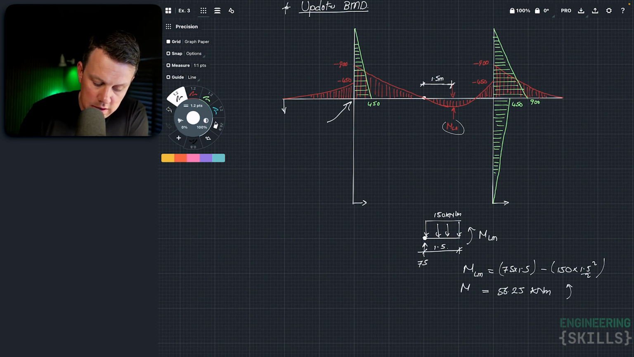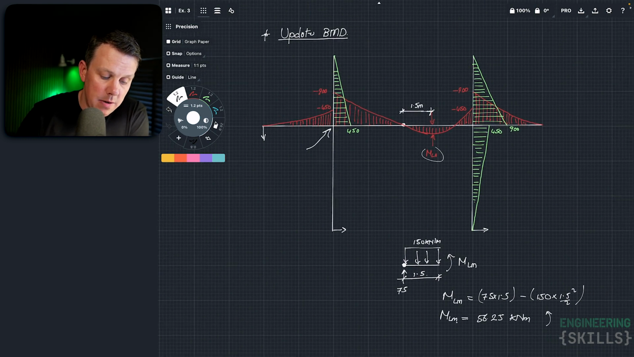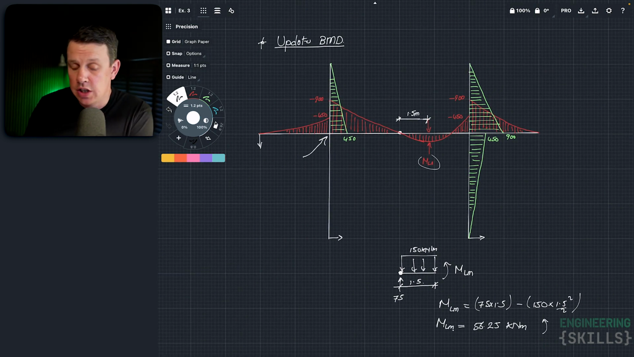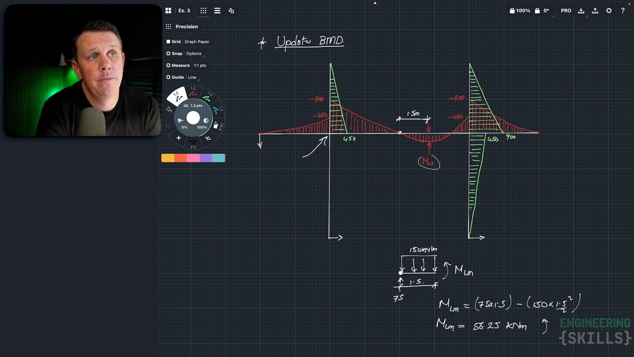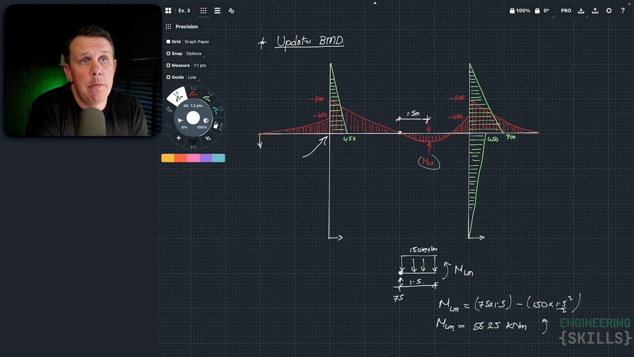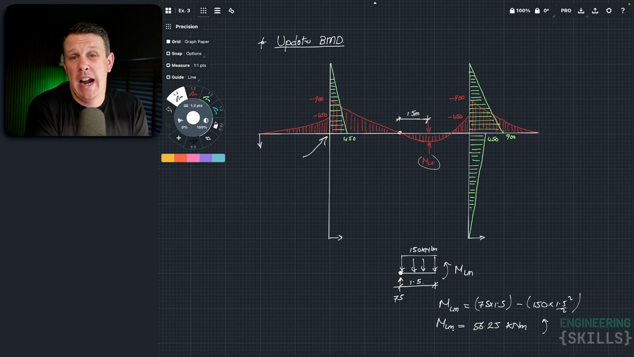All right, and there you have it. That is our bending moment diagram fully defined, and of course our shear force diagram as well. So I hope you found that example helpful. It was quite long, but it really demonstrated pretty much everything that you're going to need to tackle a shear force and bending moment diagram for a frame structure like this.